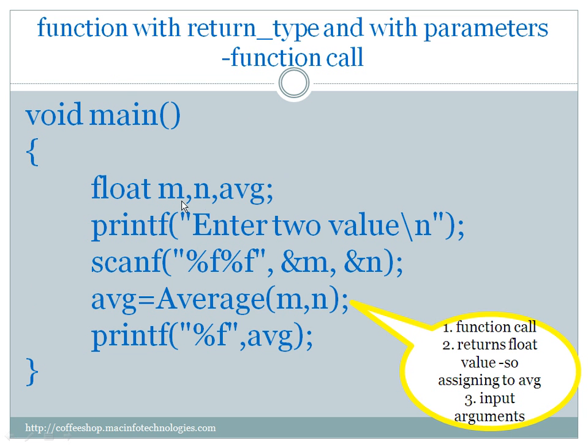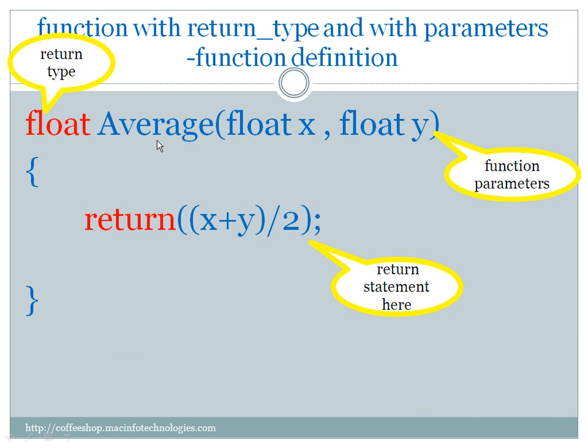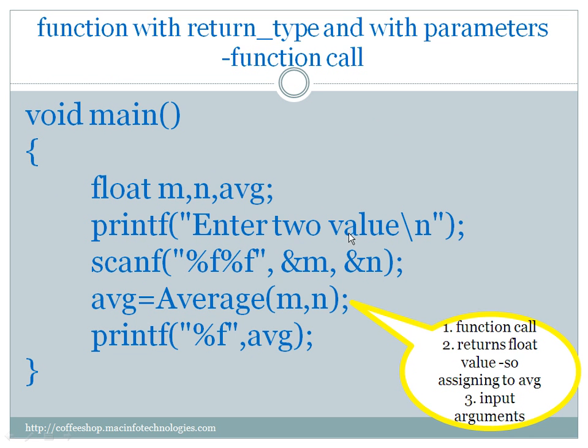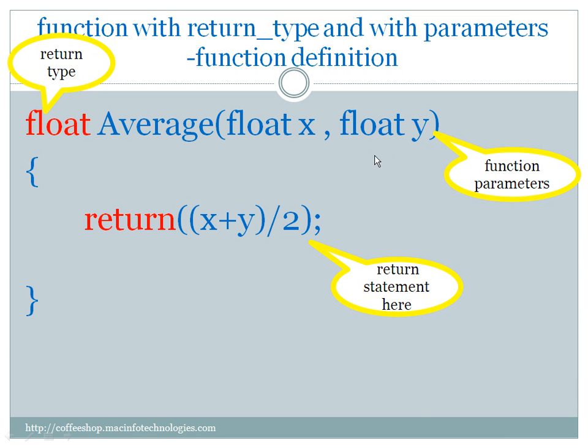You see, we have created three variables of type float: m, n, and average. We have used the average function here. We ask the user to enter two values. The user enters two float values. Then we provide the average function with two values. If the user enters 5.5 and 6.5, m will receive 5.5 and n will receive 6.5. And we send m and n to the average function, so 5.5 and 6.5 we are sending. Sorry, x receives 5.5 and y receives 6.5.